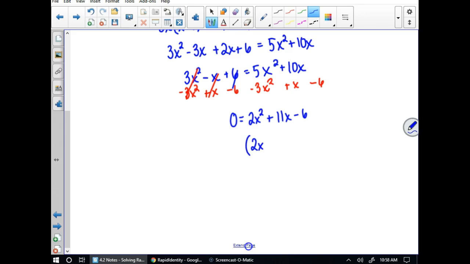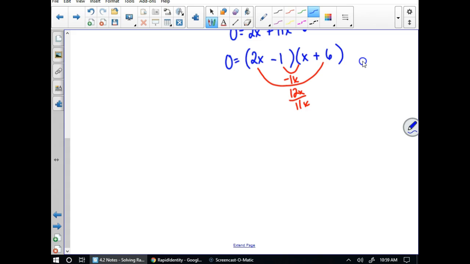We'll have a 2x and an x. So we need to use either 2 and 3 or 6 and 1. Anybody see the one that's going to work? 6 and 1. Yeah, which one comes first? The negative 1 right here, positive 6. If you need to check, make sure you get a negative 1x and a positive 12x, that'll give you the positive 11x there. So we've got that factored, right?